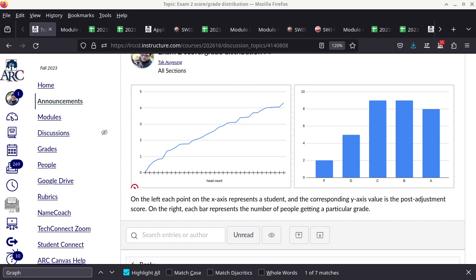Let me put this window over on that side. Give me a second. Is there a pattern?